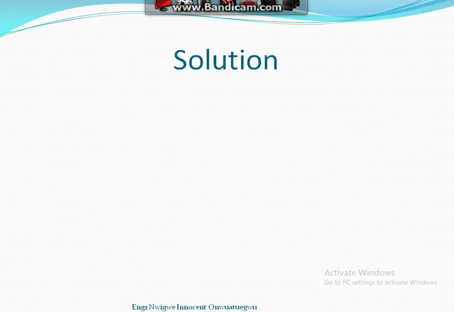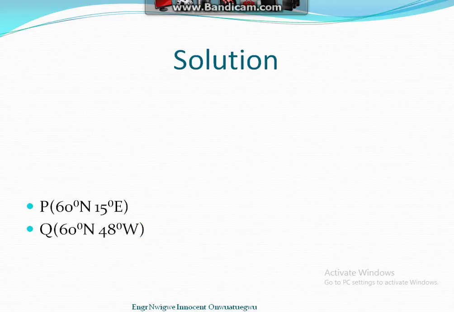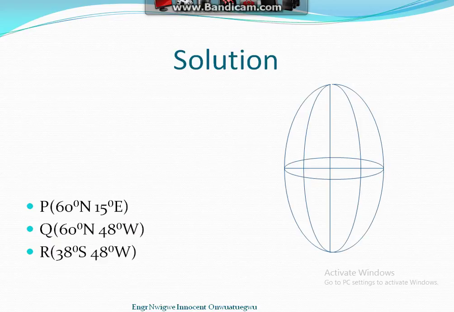Solution. Our P is located at (60° north, 15° east). Our Q is at (60° north, 48° west). And our R is at (35° south, 48° west). Then we draw out the lines of longitude along the vertical axis of the circle, and our lines of latitude along the horizontal lines of the circle.